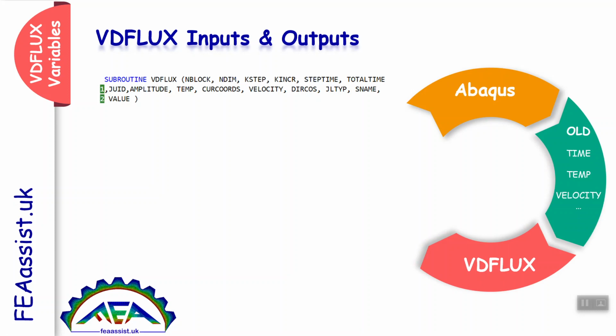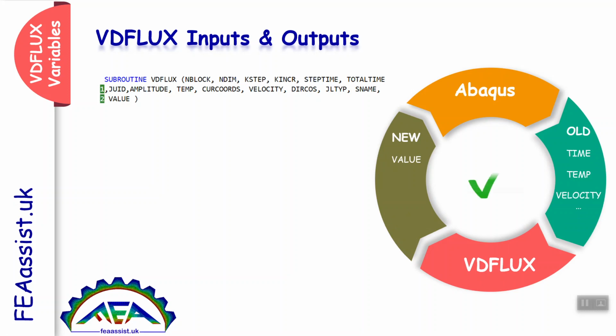In VUFLUX, we need to get these variables and recompute the value, which is the flux. So the flux value is transferred to Abaqus. Abaqus will use this value to recompute the time, temperature, velocity, and other variables. This is how Abaqus and VUFLUX interact with each other, which is necessary to understand if you want to write a good VUFLUX.